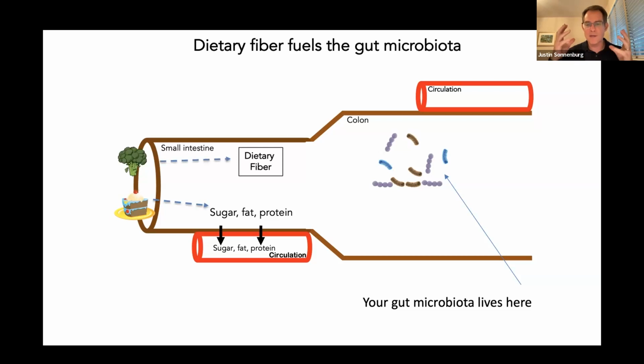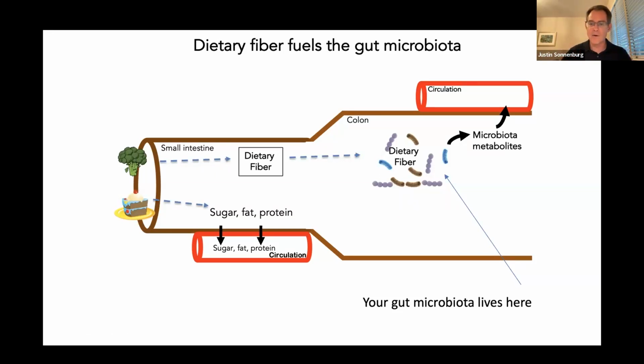If you're eating something like broccoli that's high in fiber, you can't digest and absorb that in your small intestine. This complex carbohydrate mixture makes it to your colonic microbiota. Your microbiota ferments that fiber and produces beneficial metabolites like short-chain fatty acids, like butyrate, which you may have heard about.